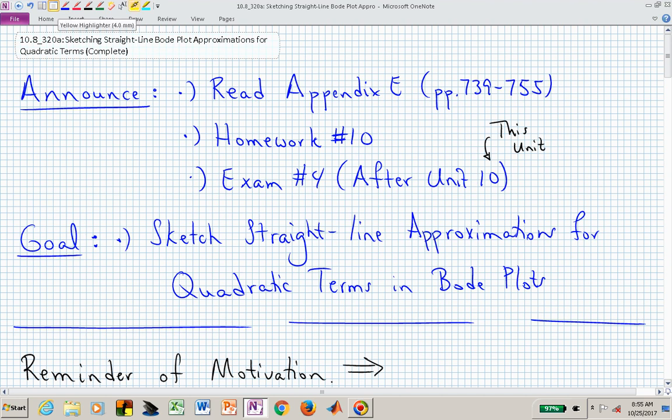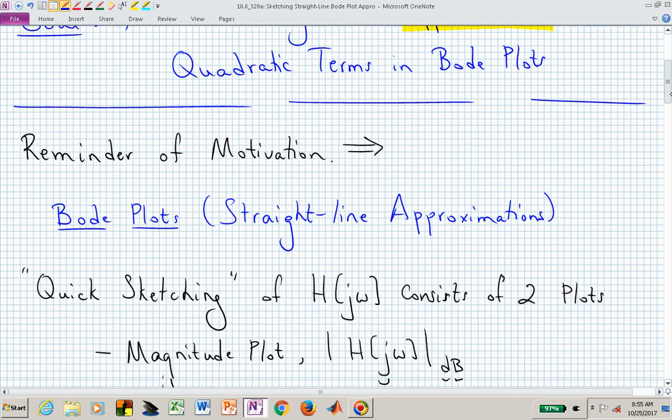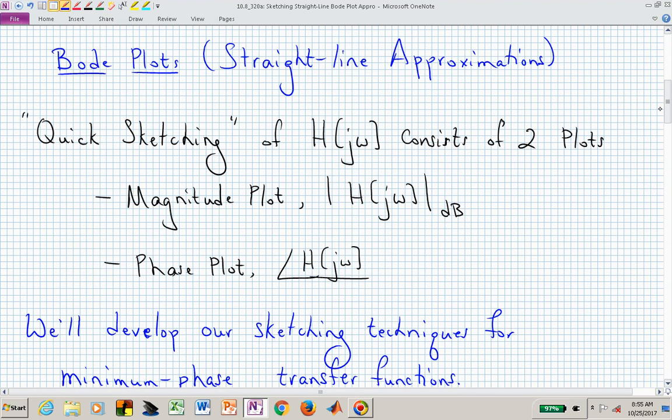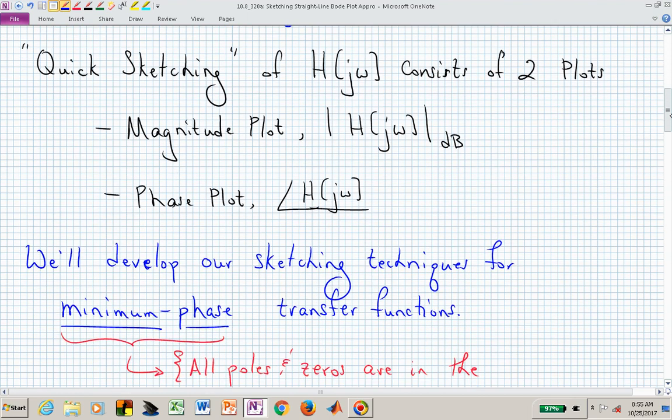I don't know that I can emphasize this enough, but in this class we are approximating the shape of the magnitude and phase behavior associated with these quadratic terms in our Bode plot. Here is our motivation. Again, we're just trying to quickly sketch so that we can learn how to design with thinking about Bode plots, both in the magnitude plot and the phase plot.